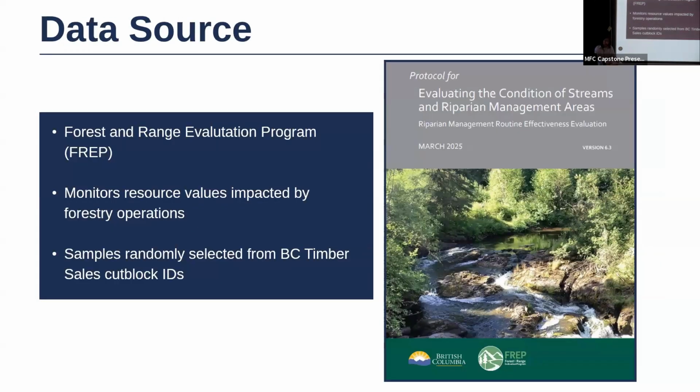The data used for my capstone is public data sourced from BC's Forest and Range Evaluation Program, or FREP for short. This is a government program that monitors resource values impacted by forestry operations. All sample sites are randomly selected from BC timber sales cut blocks that have been harvested in the last 1 to 3 years, and this is to reflect recent logging disturbances.